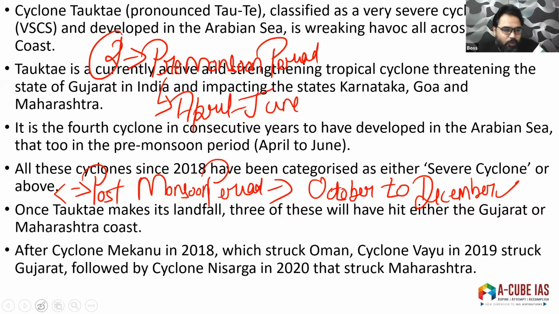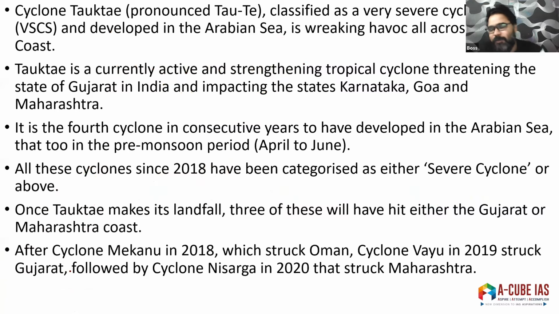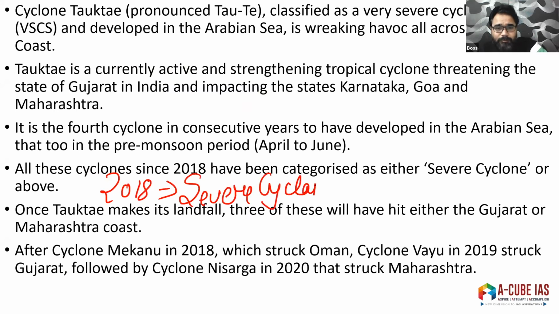Now, all the cyclones that we have seen in the past 4 years, starting from 2018, have been categorized under the severe cyclone category or above. Either they were very severe or they were above the level of severeness. Not just severe, they were extremely severe as well.